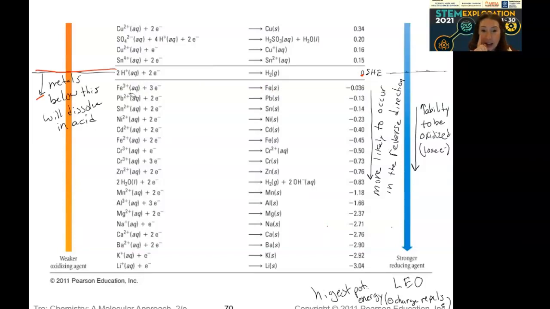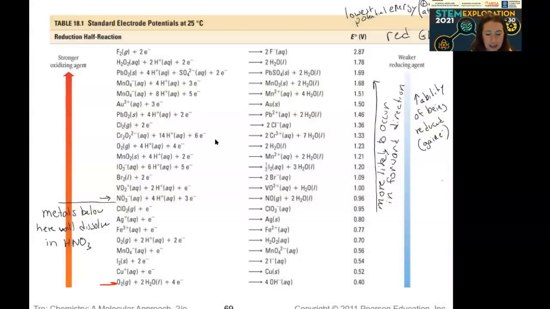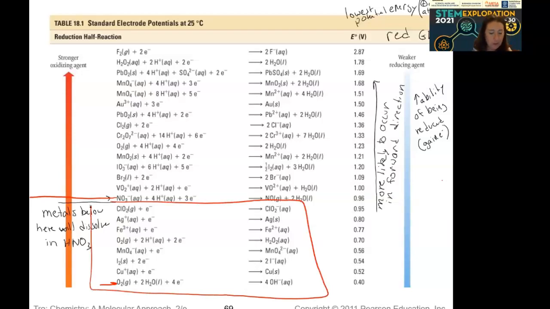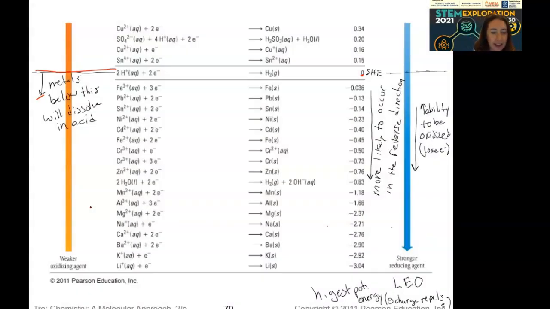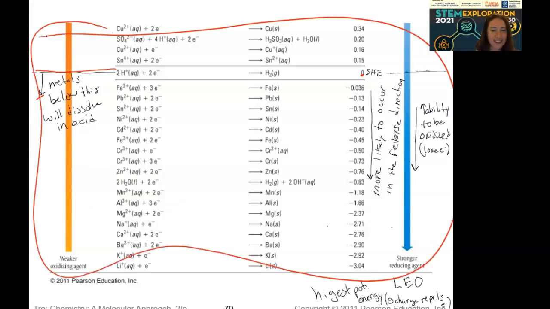But nitric acid is a special acid. I'm going to go back up here. Nitric acid is right here. This is the line for nitric acid. Nitric acid can dissolve all of these too. So nitric acid can dissolve everything on this table, except for obviously hydrogen, but any metal.